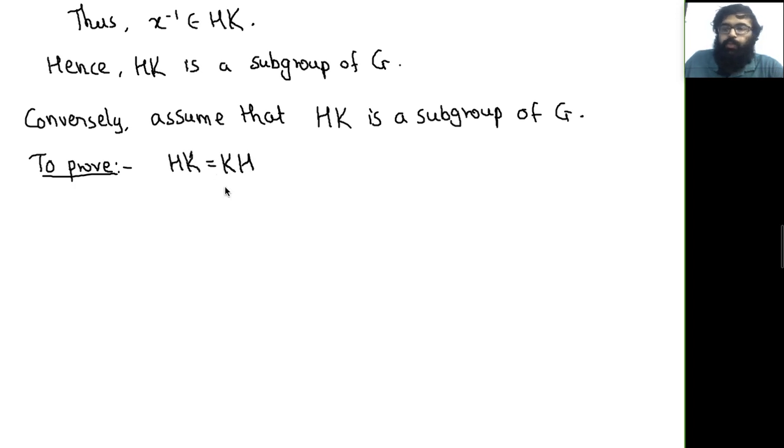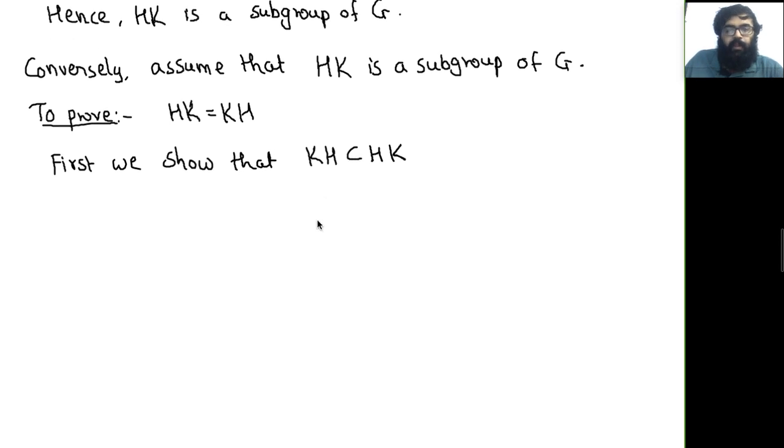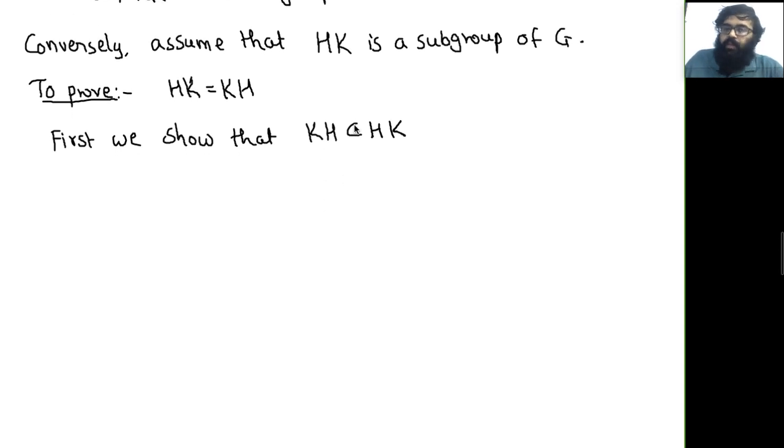How do we prove that two sets are equal? Yes, we show that HK is a subset of KH and KH is a subset of HK. So first we show that, which is again very easy. First we show that KH is a subset of HK. So if I take an element in KH, I have to show that it is in HK.